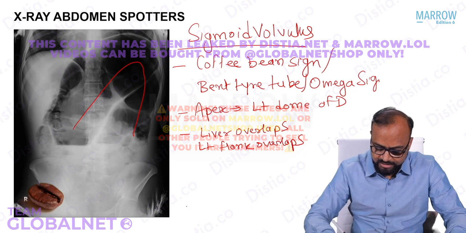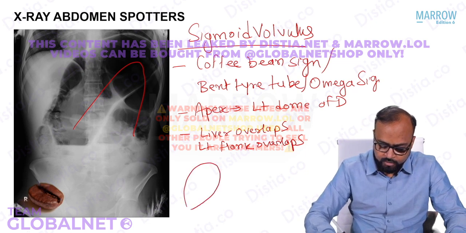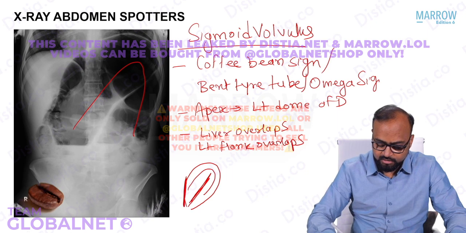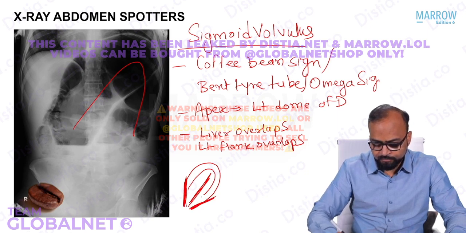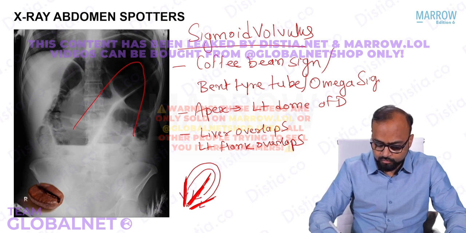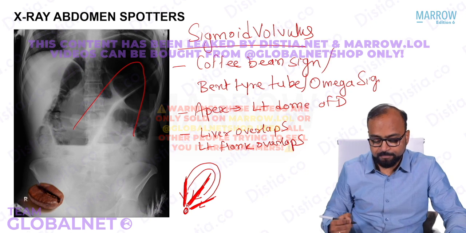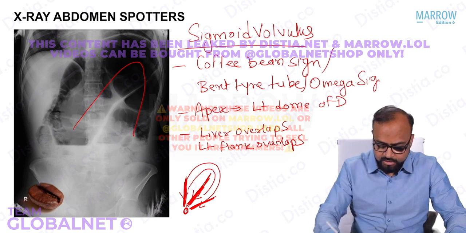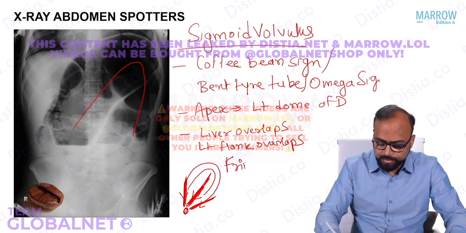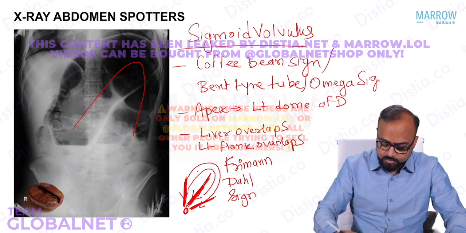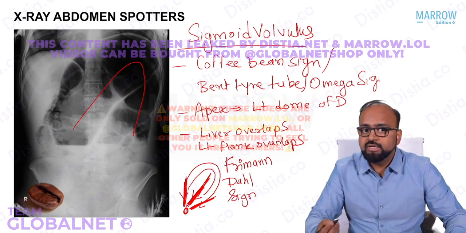Now see, when the loop gets dilated like this, suppose this is the loop, and the central walls are approximated like this. There are three lines which are seen. These are the two outer walls and these are two inner walls which are approximated. These three lines, as they converge towards the site of twist, are given a name. This is called the Freeman Dahl sign. So three prominent lines that point towards the site of twist.